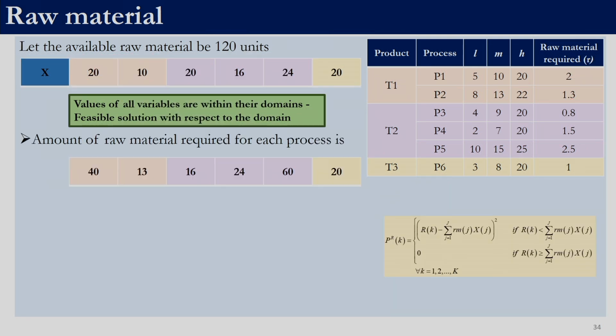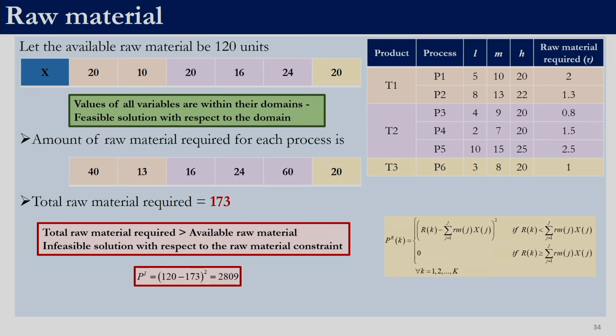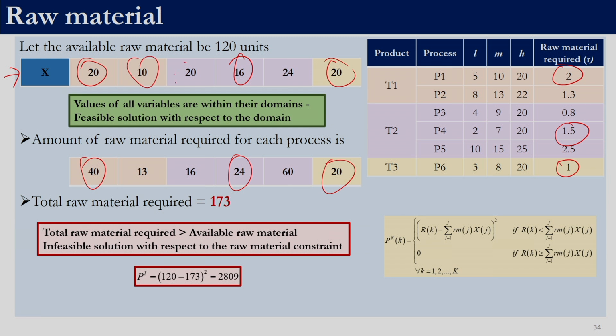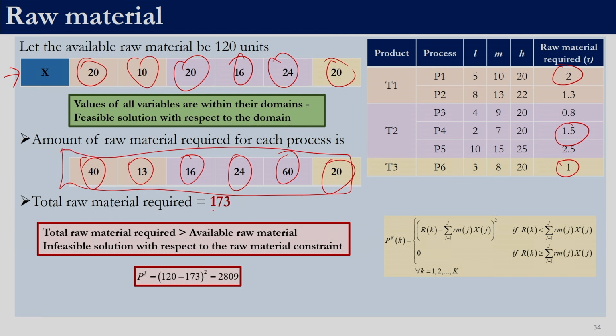So, this is a case wherein we are violating the raw material constraint, right. So, if this is the solution, again 20 into 2 is 40, right, 16 into 1.5 will give us 24, right, and this 20 into 1 will be 20. For remaining 3 processes also you can calculate, right, and the total raw material that will be required is the summation of this, which it turns out to be 173 in this case.